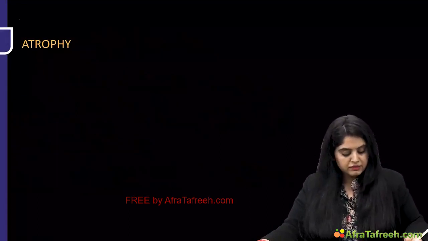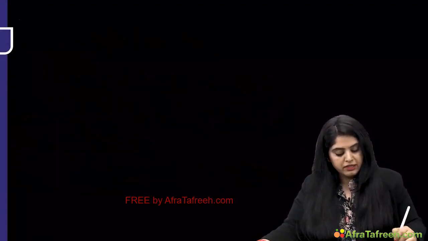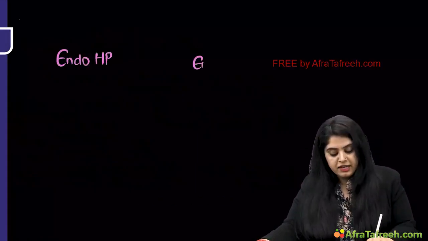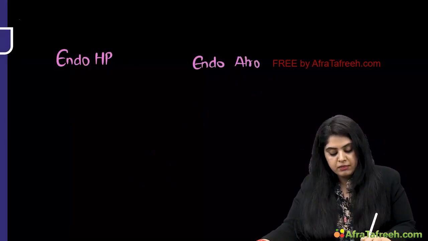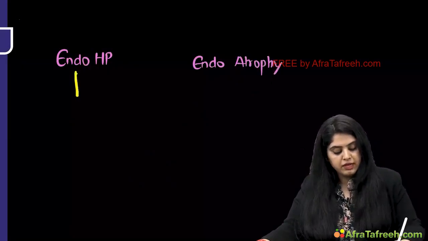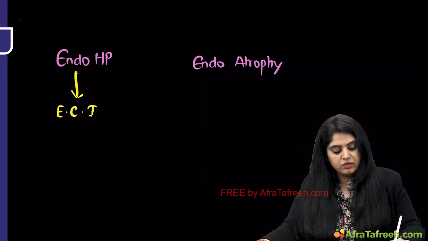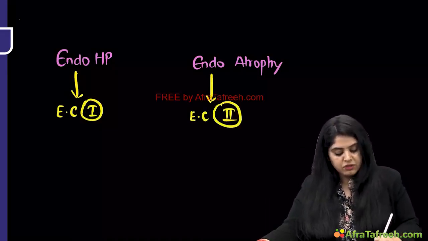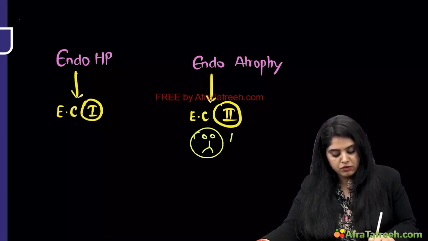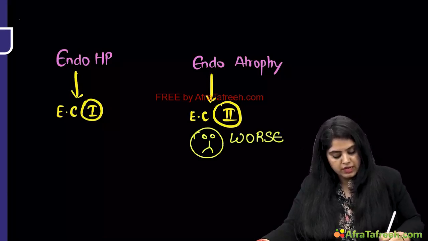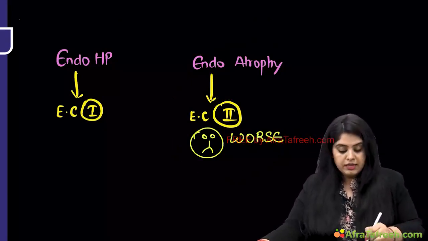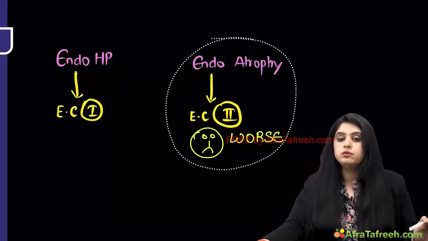So please note, guys, this is something that you definitely have to know, that when I'm dealing with endometrial hyperplasia versus endometrial atrophy, both of them have ability to cause endometrial cancer, but this is endometrial cancer type 1 which happens after hyperplasia, and this is endometrial cancer type 2 that occurs after atrophy. And which of them is having a worse prognosis for the patient? It is this situation. The endometrial atrophy leading to endometrial cancer is going to be worse for the patient. Very important point that you guys have to know in this.